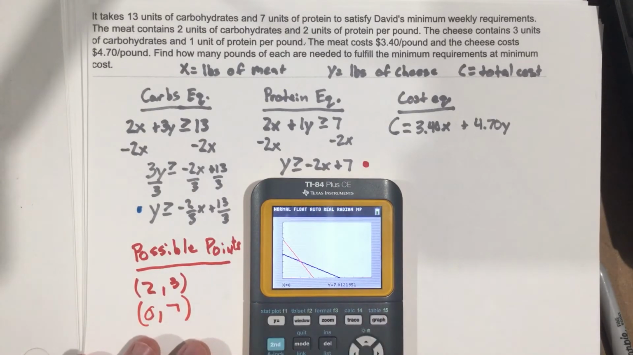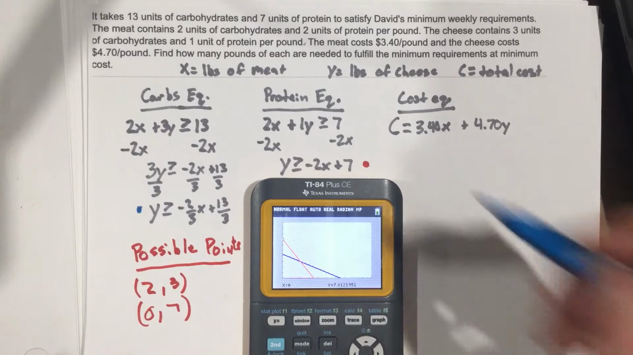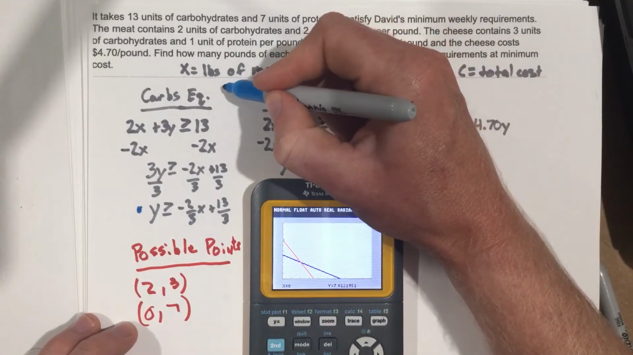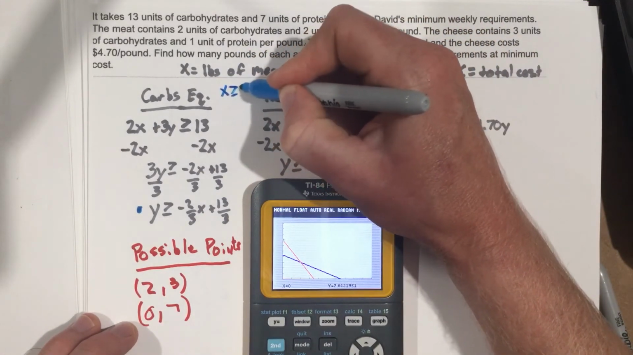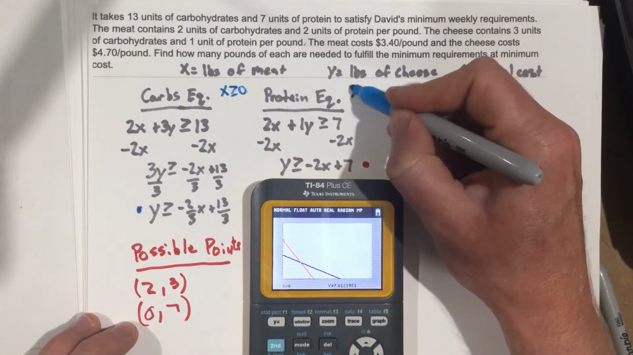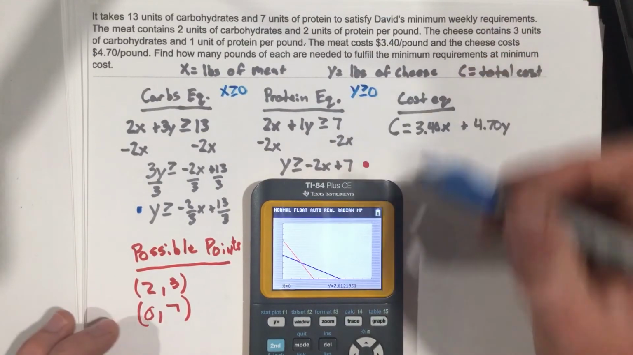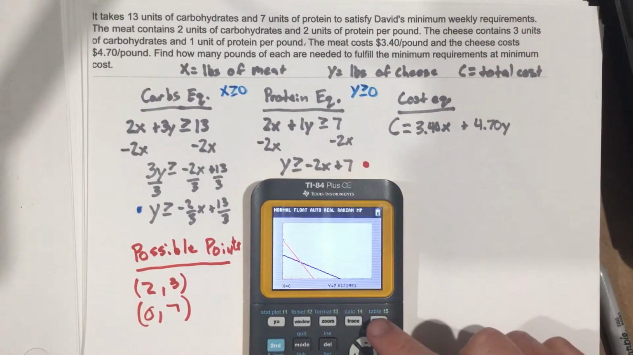Now what we could do to make this better, because obviously the least amount of meat that you can buy is 0, and the least amount of cheese that you can buy is 0. So we actually kind of missed some constraints here. We could have said a couple of equations. We could have said that x has to be greater than or equal to 0, and y has to be greater than or equal to 0 as well. So actually, let's go back to the graph here.